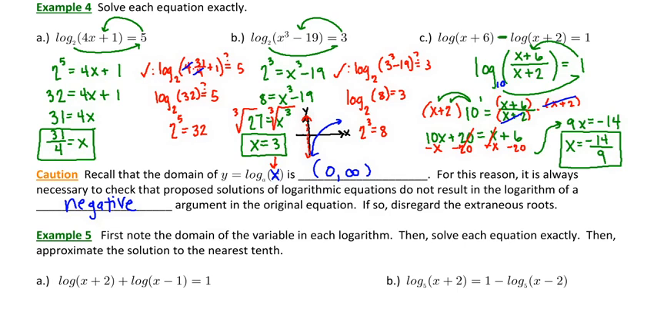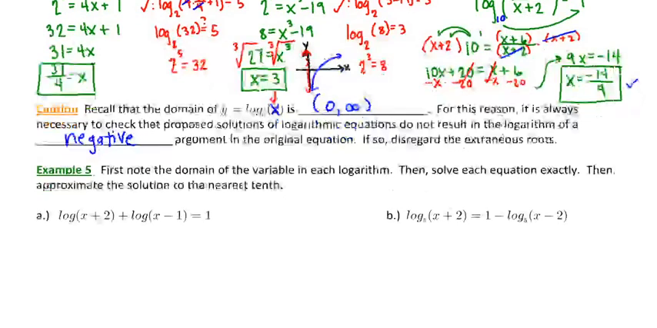Now look at example C. We got a negative answer, but that negative answer didn't create a negative argument. Negative 14 over 9 plus 6 or negative 14 over 9 plus 2, those give me positive arguments. So I'm not going to throw away a negative answer. I'm going to throw away an answer that gives me a negative argument. So there's a little bit of a difference there.